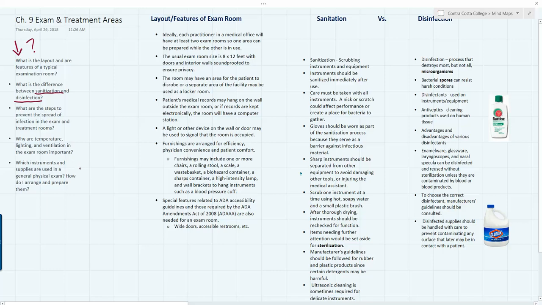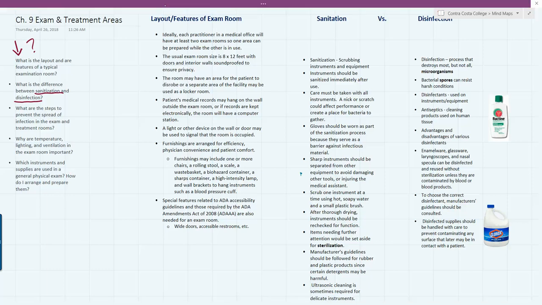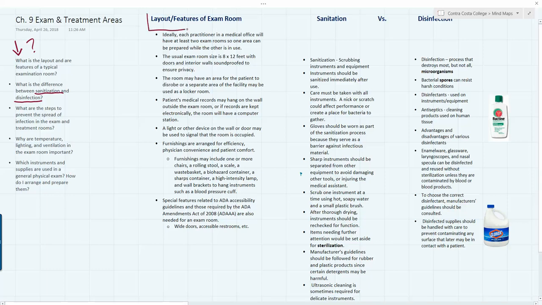And then the last question I want to answer by the end of the map is which instruments and supplies are used in a general physical exam, and then how do I arrange and prepare them for that general physical exam? So we start here with the layout features of the exam room.